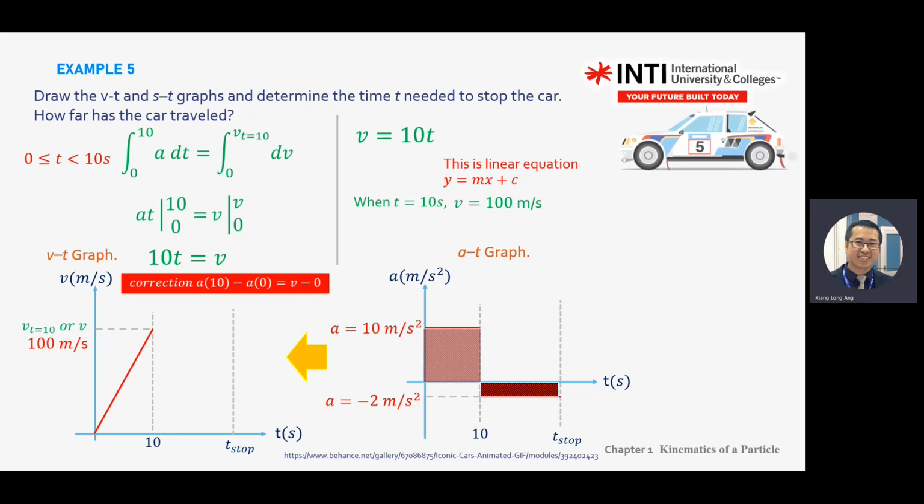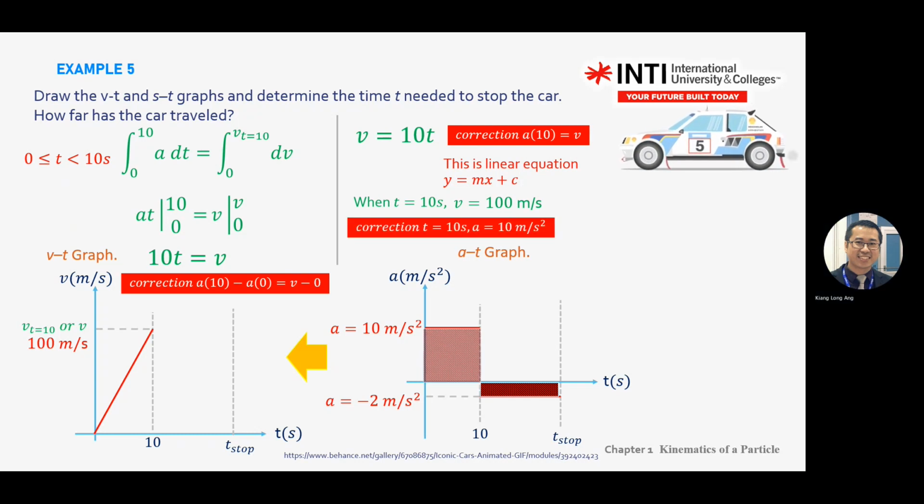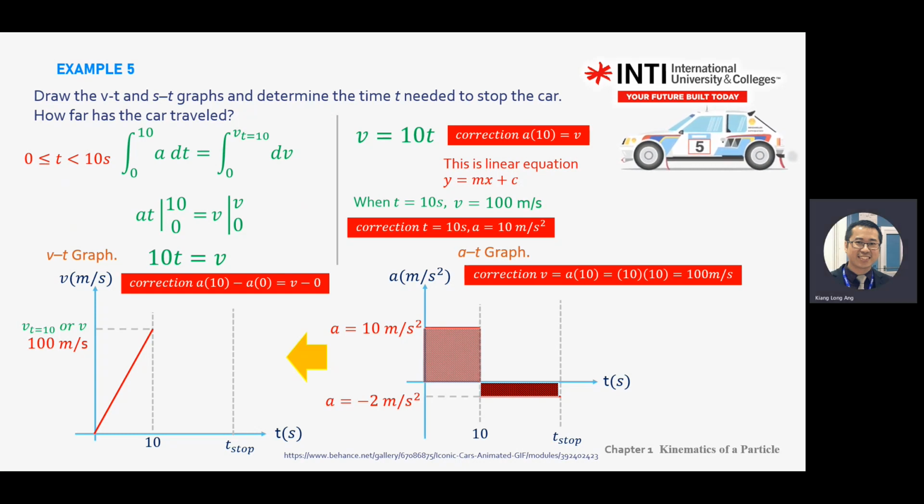Correction. It should be 10a, not 10t. Okay, correction also here. So here also correction. Right, t is 10 seconds, our acceleration also is 10 meter per second square. Okay, so this is a correction from our mistakes.